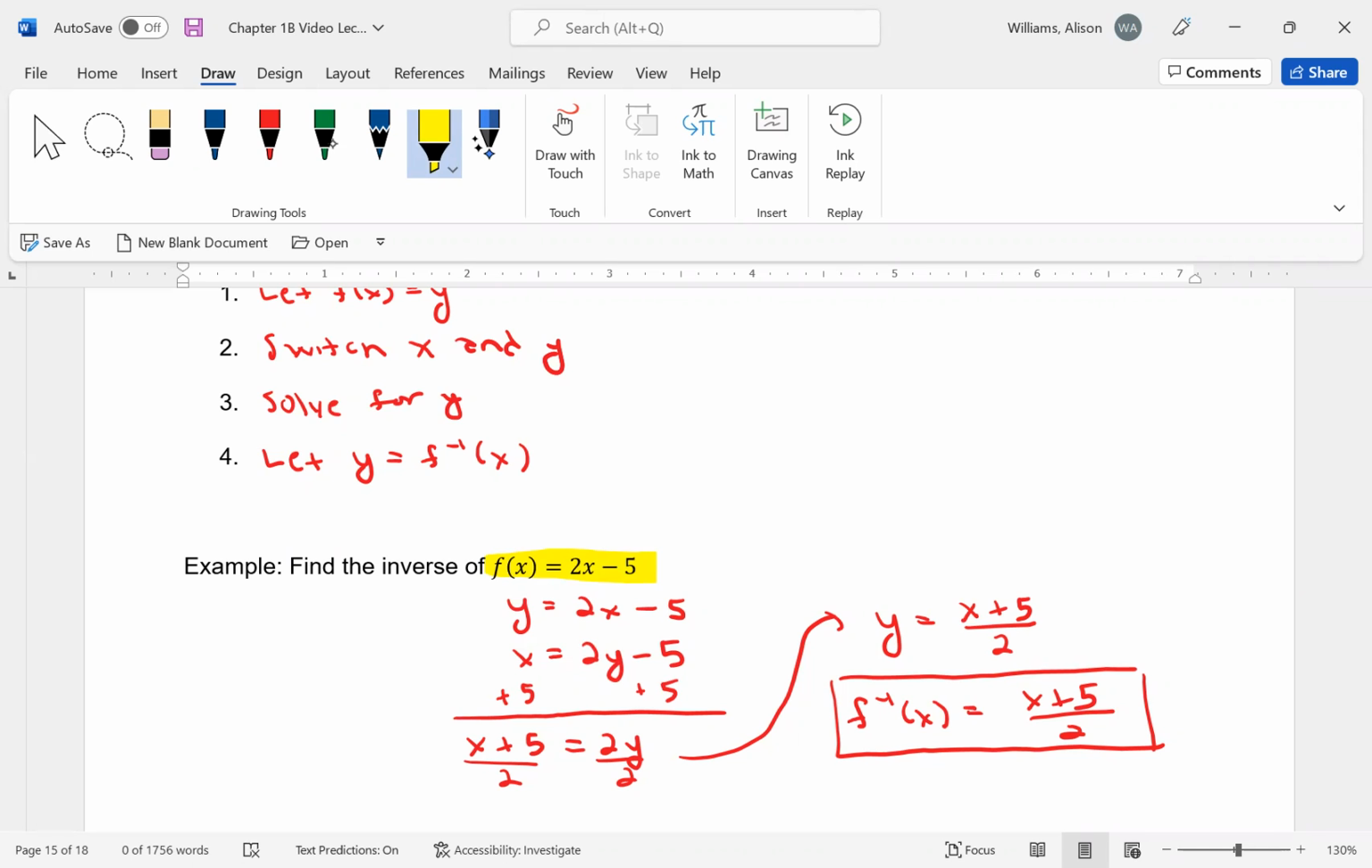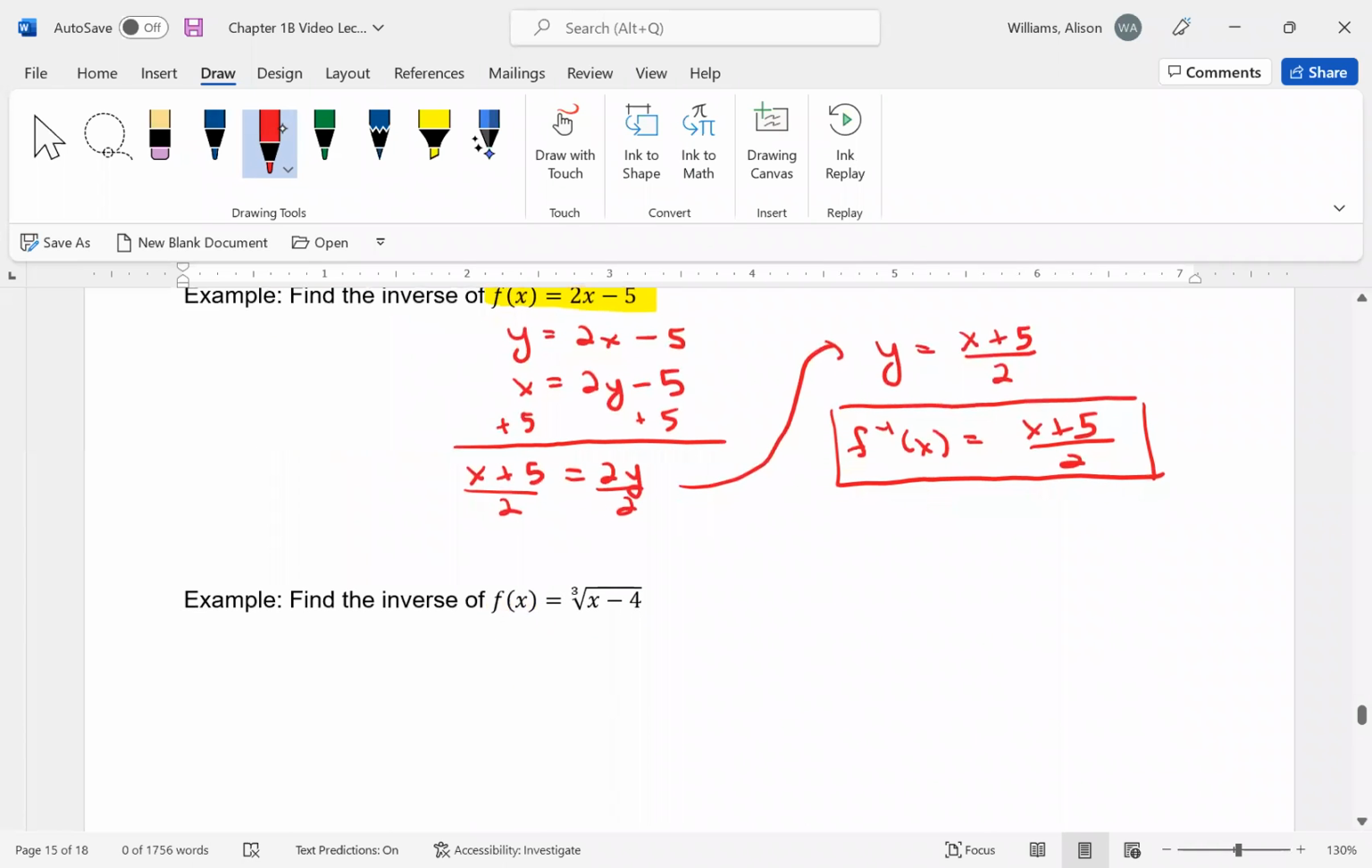So if I were to plug something into f of x, I would first multiply by 2 and then subtract 5. But into the inverse, I would first add 5 and then divide by 2. Like that, the literal process is also inverting. So that's how you would find the inverse. Not too complicated. There are more complicated examples. Let's look at a little bit more complicated one.